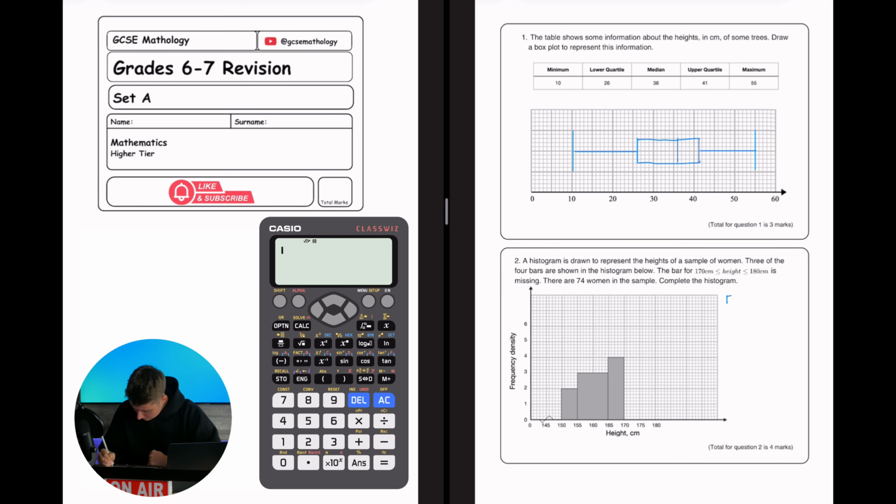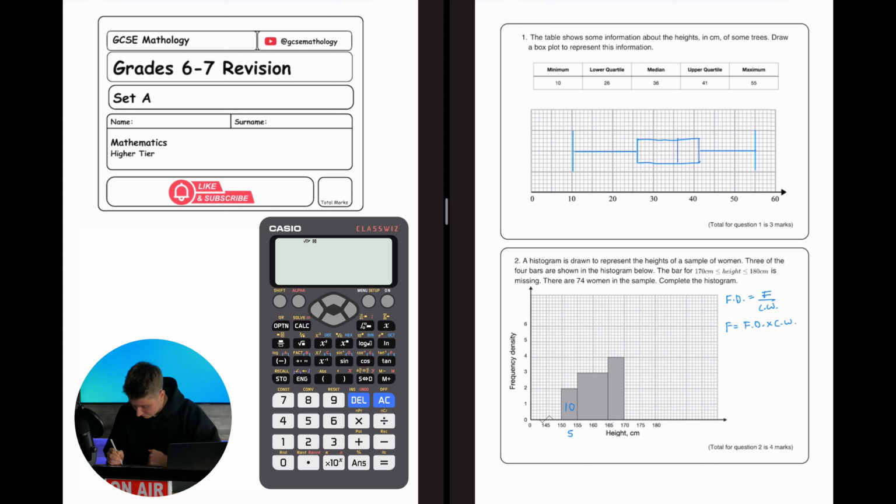So frequency density is equal to frequency divided by the class width. So if we multiply both sides of the equation by class width, we'll get that the frequency is equal to the frequency density multiplied by the class width. So to find out what the frequency is for this section here between 150 and 155, the width is 5 and we've gone up by 2, so 2 times 5 is 10. So there are 10 people in this first section.